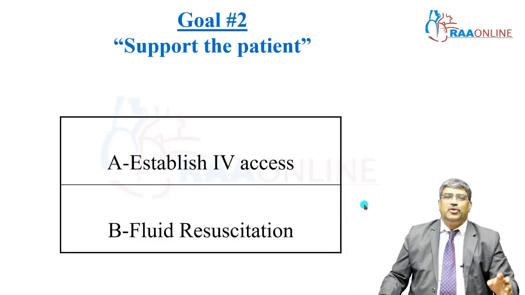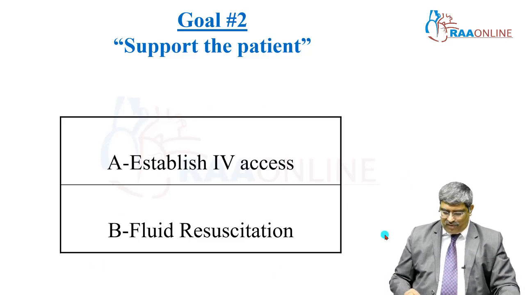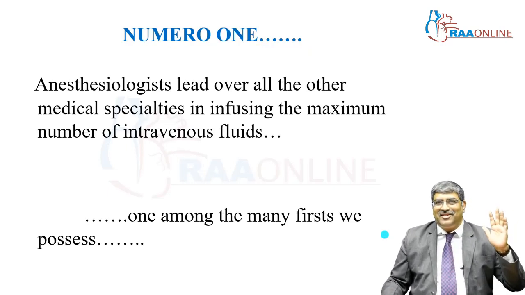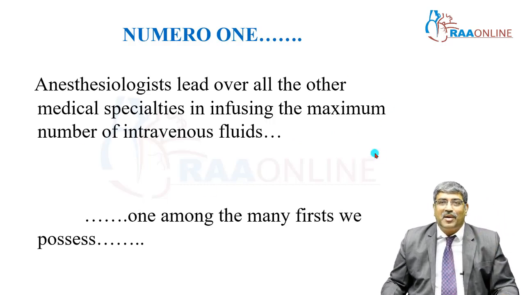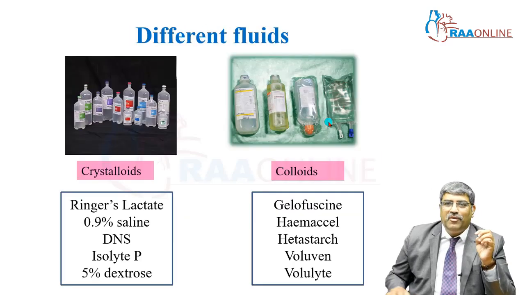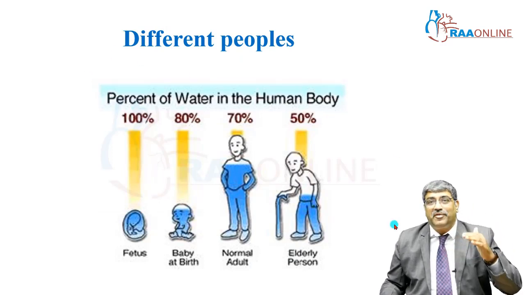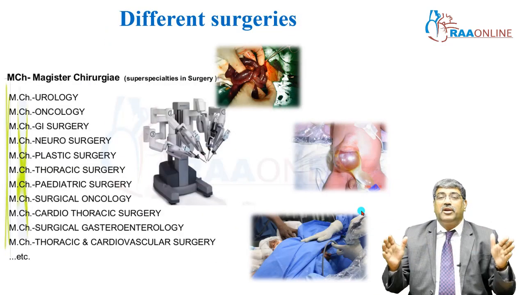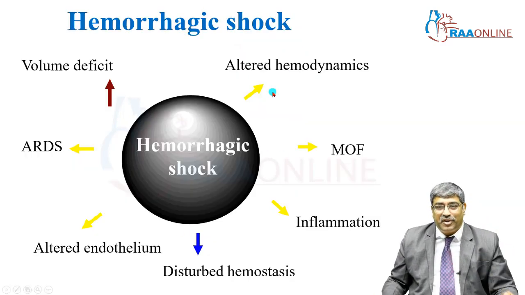Now coming to goal 2. Here, the first priority is to establish IV access and go for fluid resuscitation. Whenever you talk about fluid resuscitation, anesthesiologists should have a good understanding because they infuse the maximum amount of intravenous fluid. You have different fluids like crystalloids, colloids, hyperoncotic solutions, and different people, where the percentage of water in the human body differs as they get older, and you have different types of surgery where the blood loss will be different. Apart from that, the patient is going to be in hemorrhagic shock, which can alter your hemodynamics.